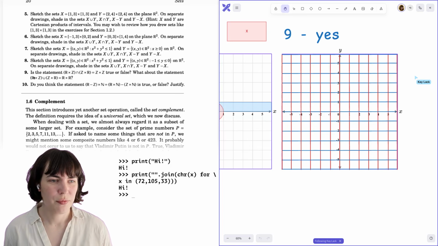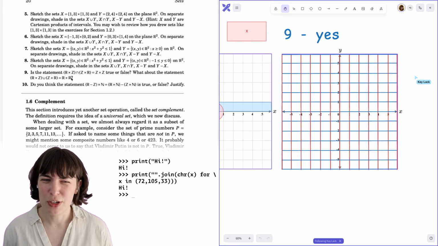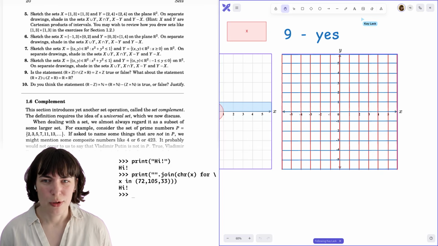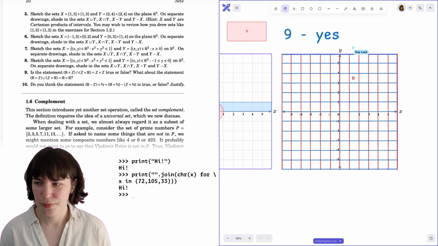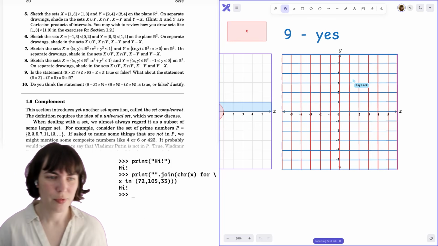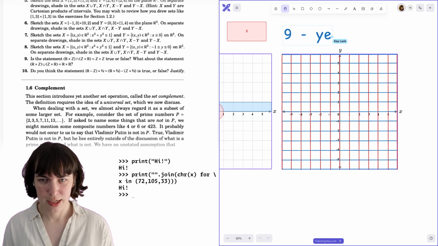What about the statement R times Z union Z times R is equal to the real numbers by the real numbers? Now, I think that will not be true, because if we take the union of this, we're just going to have this grid, right? And we're missing all of these points in here, for example, which would be in the Cartesian product of the real numbers, the Cartesian plane, I guess, if that's the correct way of putting it. So yes, then no.